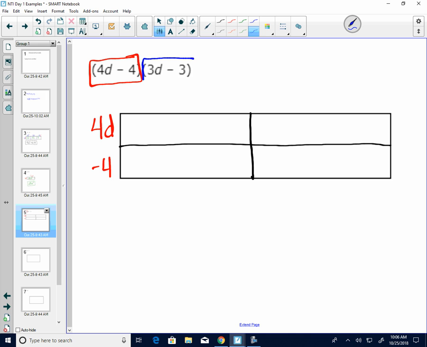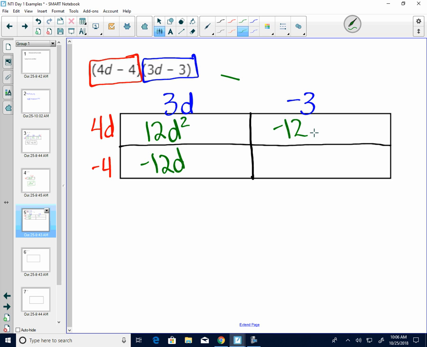So then that means what's in this polynomial has to go across the top. It goes together. So let's start multiplying. 4 times 3 is 12. D times d is d squared. Negative 4 times 3 is negative 12. That's d to the 0 times d to the first, which is d to the first. 4 times negative 3 is negative 12. D to the first times d to the 0 is d to the first. And then negative 4 times negative 3 is a positive 12.